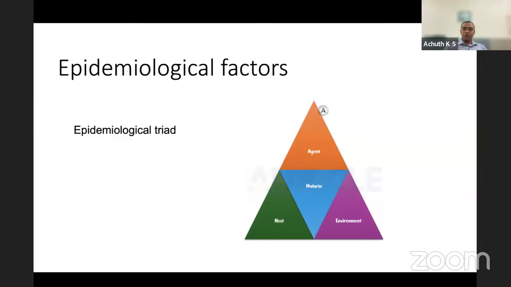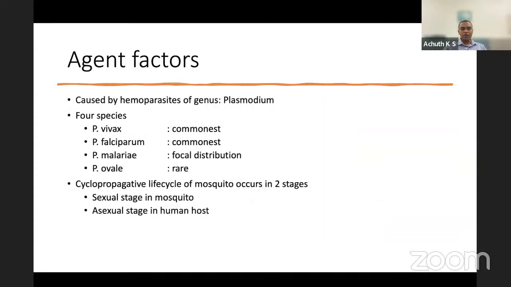And the most important thing which you have to write in your exams when you get any communicable disease is the epidemiological triad. Please do not forget this. Agent, host, environment is most important. The agent factor is Plasmodium, a hemoparasite of the genus Plasmodium. There are 4 species: vivax, falciparum, malariae, and ovale. Of these, vivax and falciparum are the most common.